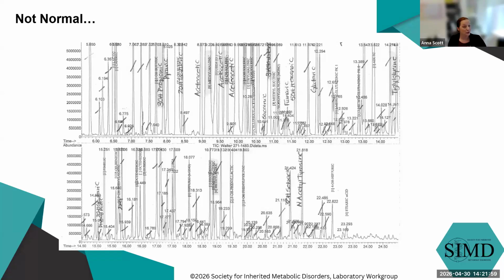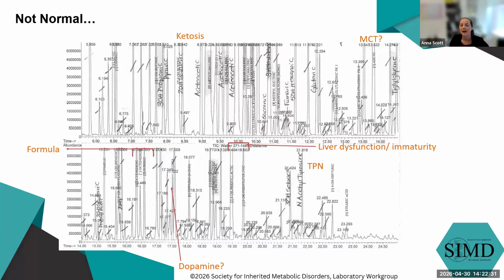Because many patients are not normal, and there can be a lot going on in a urine sample. The previous urine that I showed you was normal. This is not normal. These are some features that I interpreted as mostly reflective of clinical status. So we definitely had some evidence of ketosis going on. There was MCT oil, high calorie infant formula was being provided. This kid was in a tight spot. There was TPN going on. There was liver immaturity.